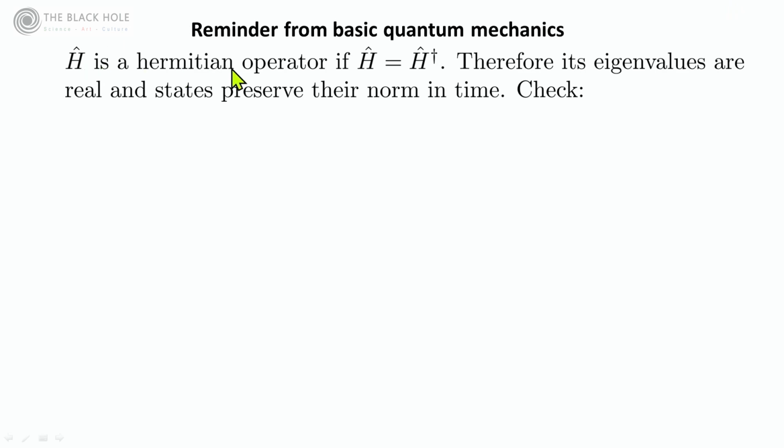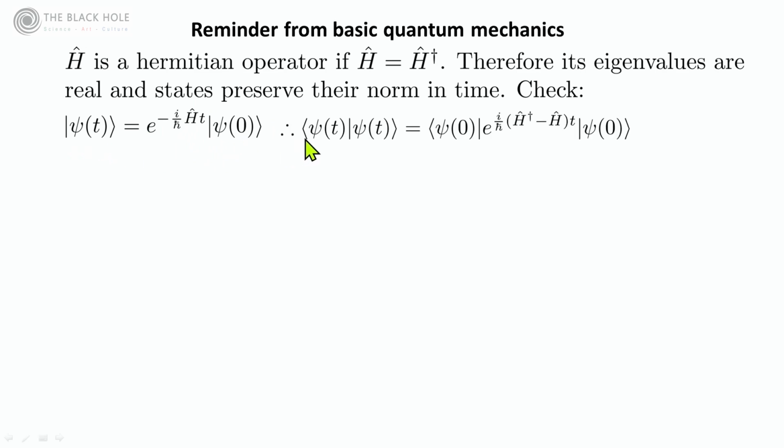H is a Hermitian operator if it's equal to its Hermitian conjugate. Its eigenvalues can be easily shown to be real, and states preserve their norm in time as you evolve them forward. Well, let's check this. So here is the evolution operator. Remember that this H here is time independent.